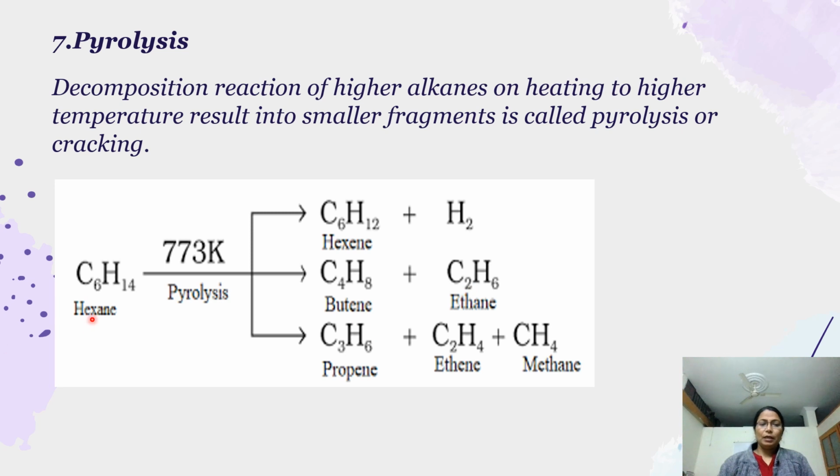Let us consider an example of hexane, that is C6H14. When heated at 773 Kelvin, pyrolysis or cracking takes place and it results in the formation of different fragments. That is, it can form C6H12, that is hexene plus H2. It can also form butene plus ethane. It can also be converted into propene plus ethene plus methane.